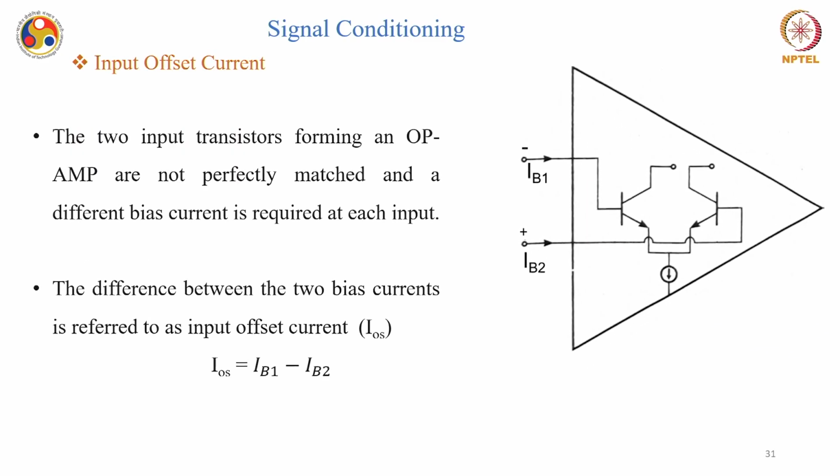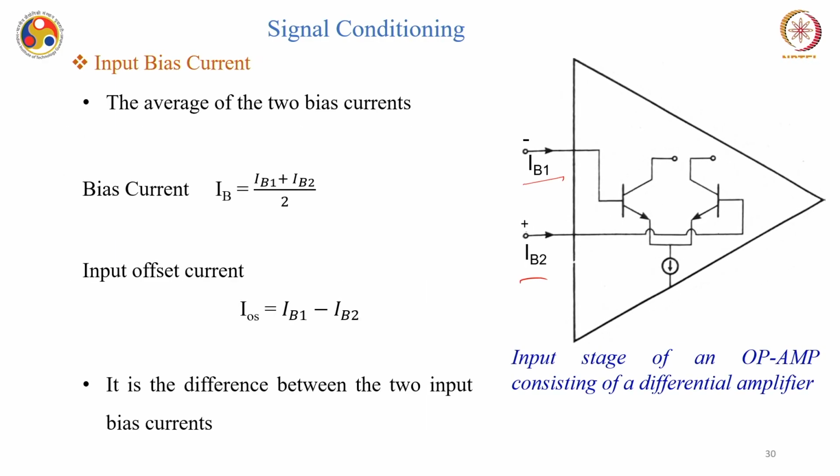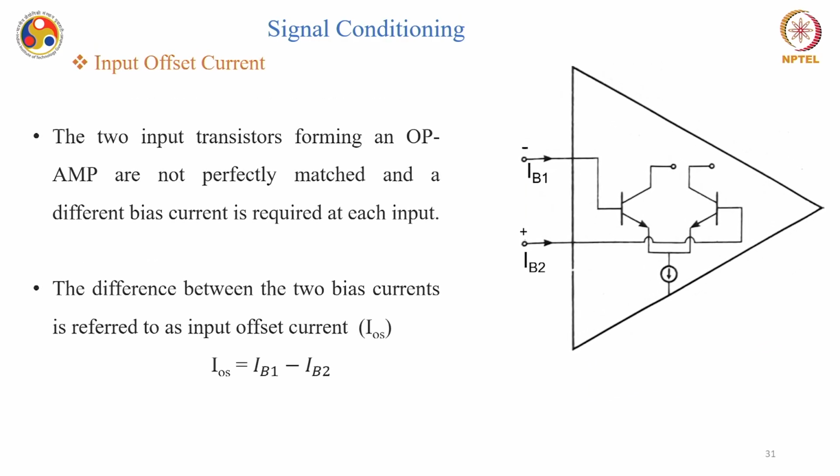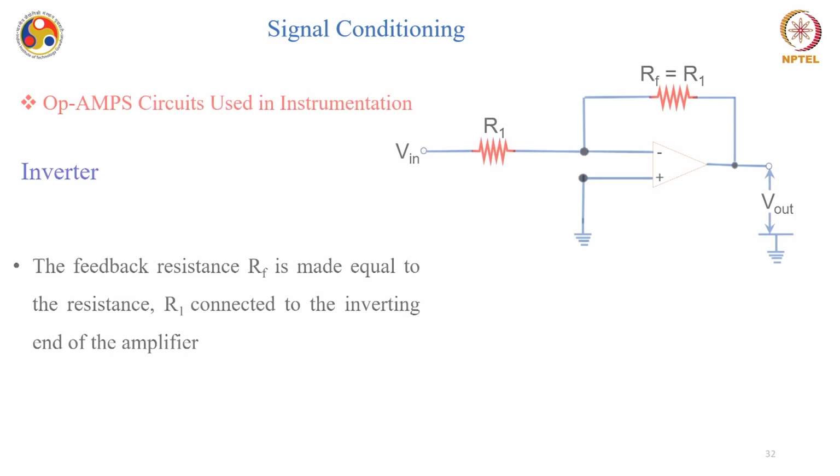The third important parameter is the input offset current, and again it can be calculated from here only. If IB1 and IB2 are the 2 bias currents, the input offset current can be given as IB1 minus IB2. Basically, it is the difference between the 2 input bias currents. The 2 input transistors forming an op-amp are not perfectly matched, and a differential bias current is required at each input. The difference between the two bias currents is your input offset current or IOS, and it is given as IB1 minus IB2.